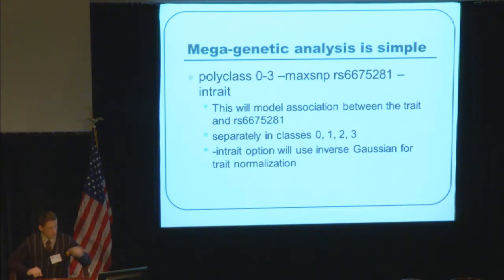Then you provide the max SNP option, which tells Solar that this is going to be the SNP for which you would like to maximize. And then you provide the in-trait option. This models the association between the trait and the SNP, and it will do it separately in each of the classes. The in-trait option tells that you would like to perform inverse Gaussian for each of the pedigrees separately, and this amounts to performing standard metagenetic analysis: you model genetic effects separately per cohort, and you combine them at the level of results.